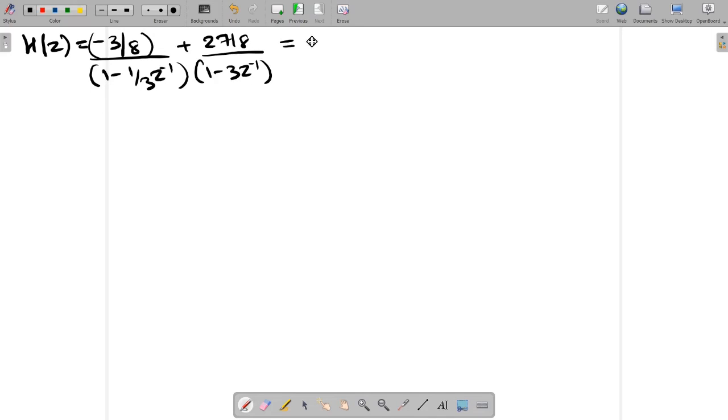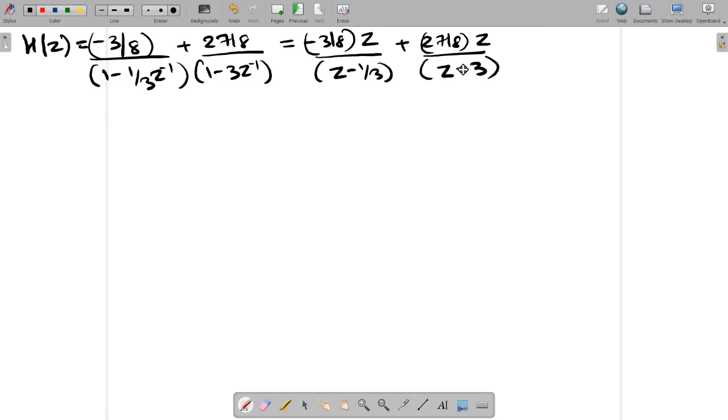So just write in this way, minus 3 by 8 z upon z minus 1 by 3, plus 27 by 8 z upon z minus 3. Right? So I will have 3 cases over here, right? 3 cases. Just draw it. I will draw it in one slide itself.